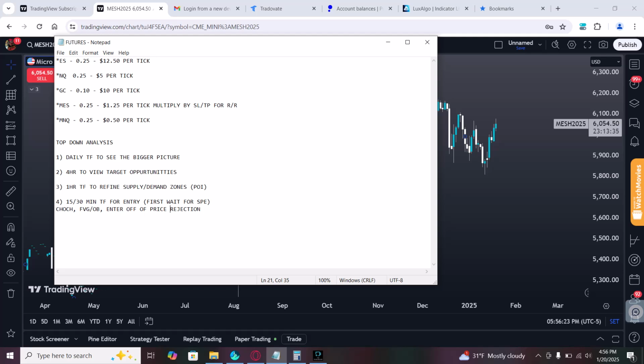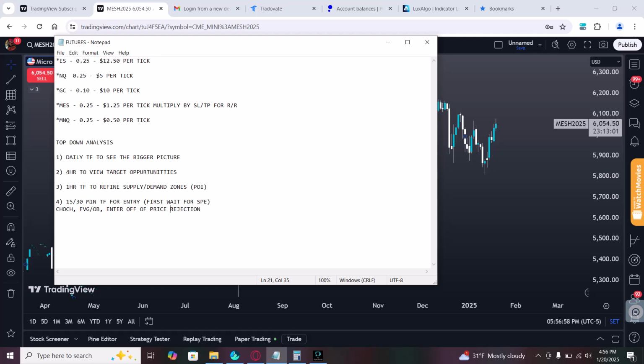But this is my top-down analysis. You just go to the daily time frame to see the bigger picture, to see whether you're in an uptrend or a downtrend, or if it's just accumulating. It's the 4 hour to view target opportunities. The 1 hour time frame to refine your supply and demand zones, to find your POI, your point of interest. You scale down to the 15-minute or the 30-minute time frame for entry. Just wait for a change of character, fair value gap, order block to enter off of price rejection.